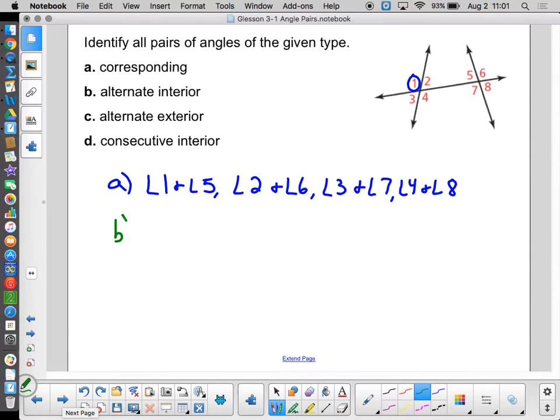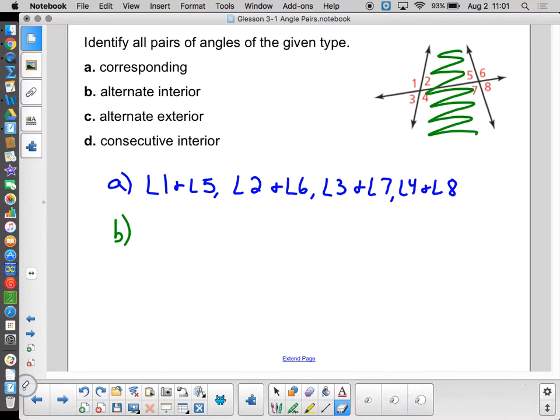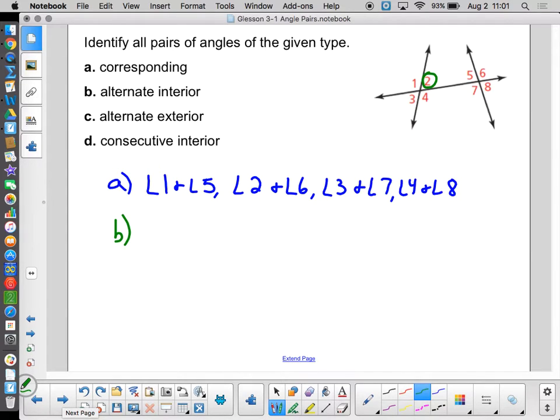Alternate interior pairs. Okay, we aren't going to be able to pick any old angle to start with this time. It's got to be interior. So the interior is this section right here. So if that's my interior, pick one interior angle. 2, the alternate interior one. Well, it's not 4 because 2 and 4 are a linear pair and they're at the same intersection. It has to be on alternate sides of the transversal, so it has to be angle 2 and angle 7 in this picture. Or, instead of 2 and 7, we could also go with 5 and 4.